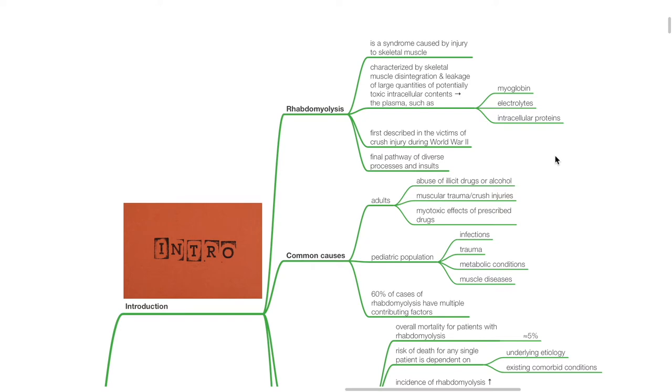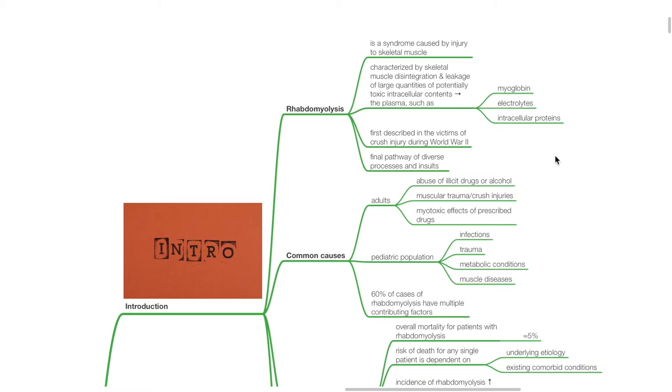Rhabdomyolysis is a syndrome caused by injury to skeletal muscle, characterized by skeletal muscle disintegration and leakage of large quantities of potentially toxic intracellular contents into the plasma, such as myoglobin, electrolytes, and intracellular proteins. It was first described in the victims of crush injury during World War II. It is the final pathway of diverse processes and insults.